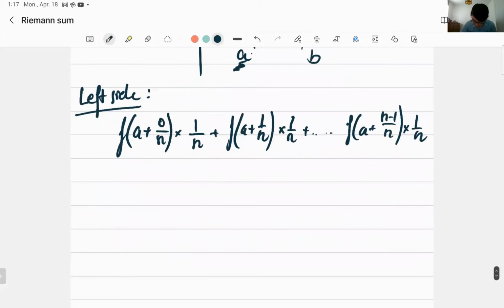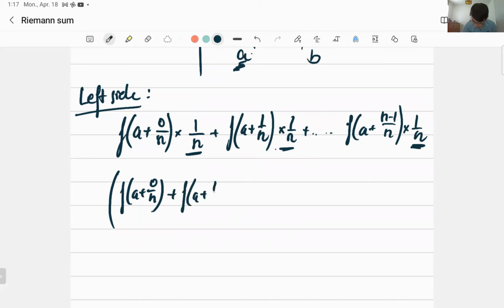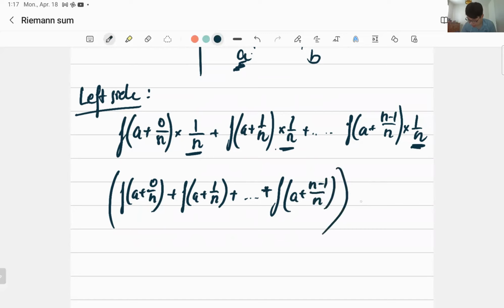So factor everything out, then I got f of a, I'm going to write a big bracket here. Not factor everything out, but I can factor until I can bring this one out, right? So this is my goal here. I want to bring this one out. So plus until, because this is a left side Riemann sum, that's why I only evaluate until n minus 1 over n, right? And then I times this one.